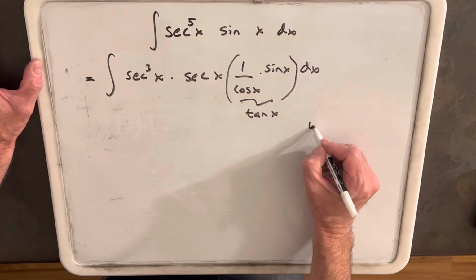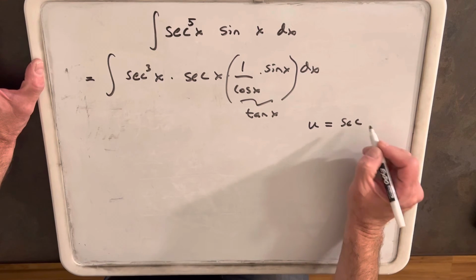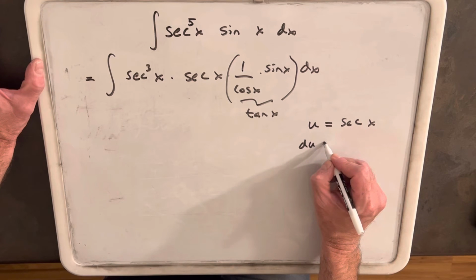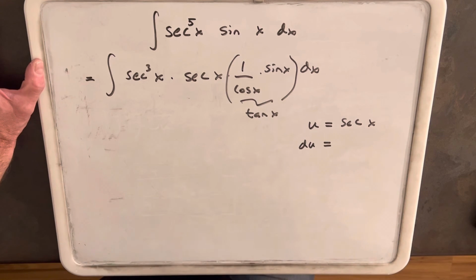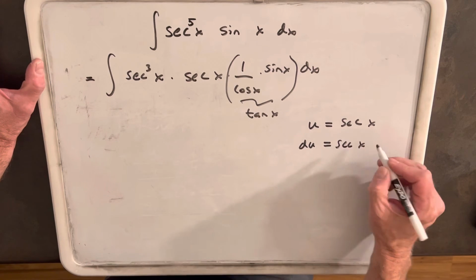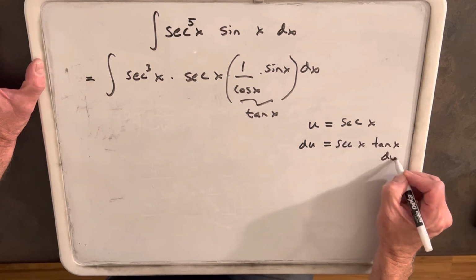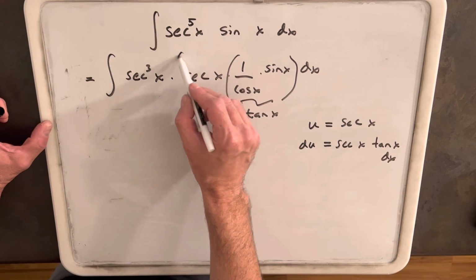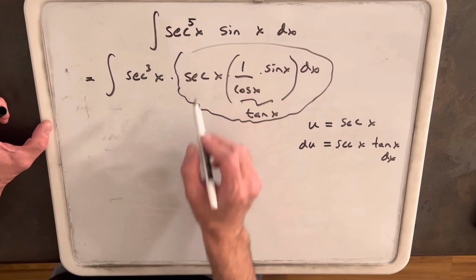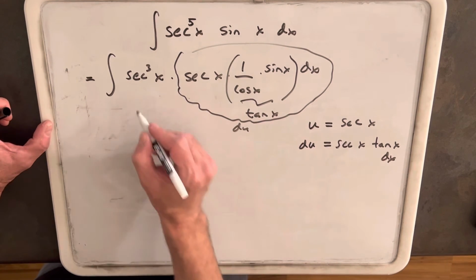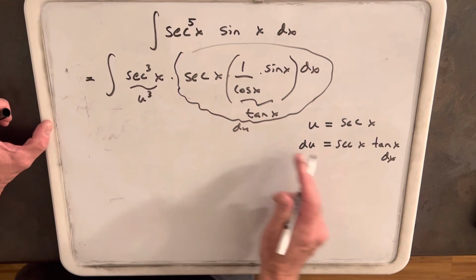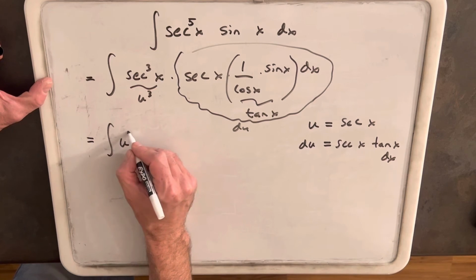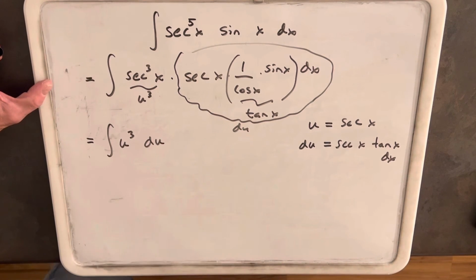Let's just say that u is secant of x. And then if we take the derivative of this, du is going to be secant x tan x dx. It's just the derivative of secant x. But that's actually what we have right here. So you'll notice that we actually have our du here, and we have u cubed right here, is our u, secant x. So let's rewrite this thing as the integral of u cubed du.